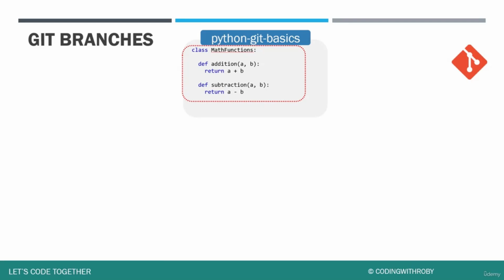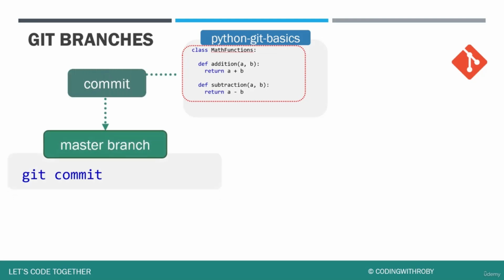To start the next development video, we start by renaming our main.py file to math functions and adding the appropriate functions of addition and subtraction. We then want to git commit this change into our master branch.